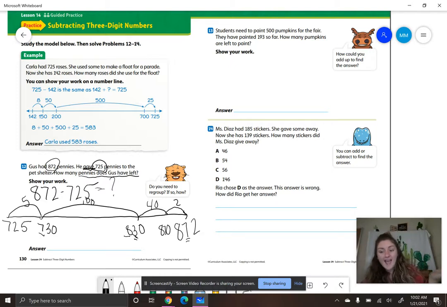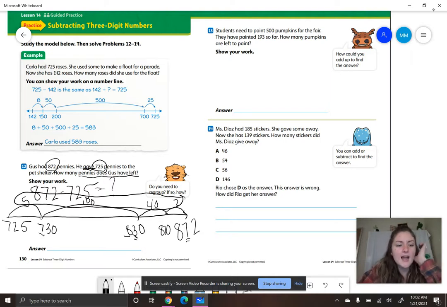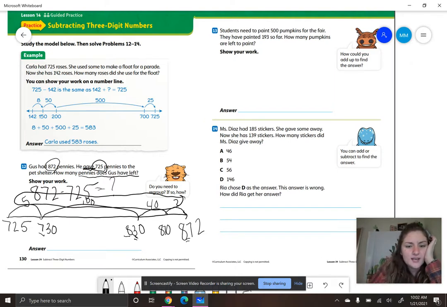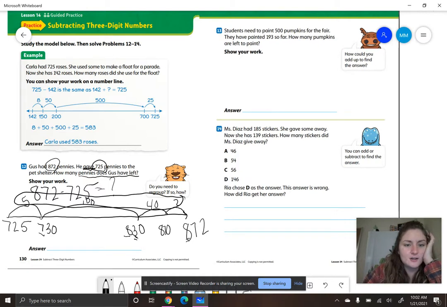And we added 10 ones, tens, and hundreds until we got to 872. Let's put all of this together now. All right, so I see I have 100. I'm going to write it up here, Smarties. I know we're all over the place. I'm going to write 100. I know we added 100.